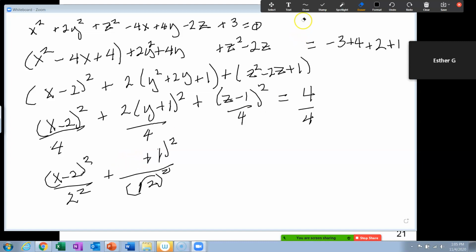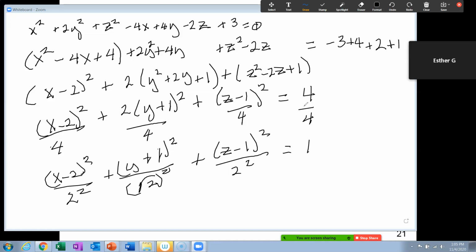I'll just erase it all. That cleaned it right up, didn't it? Okay, so this will be (y + 1)² over √2² plus (z - 1)² over 2², and that's equal to 1, which is exactly what I wanted that to be there. Alright, now what did all this do for us?